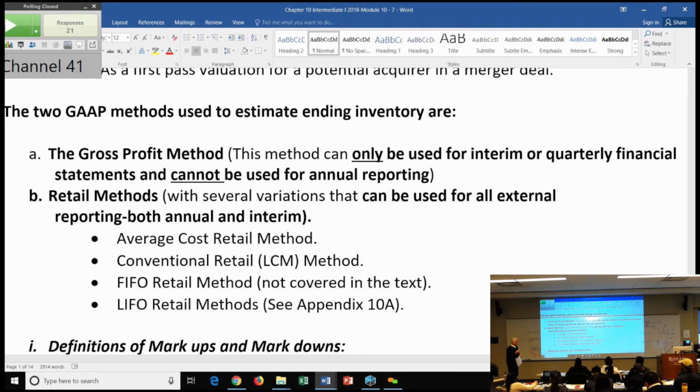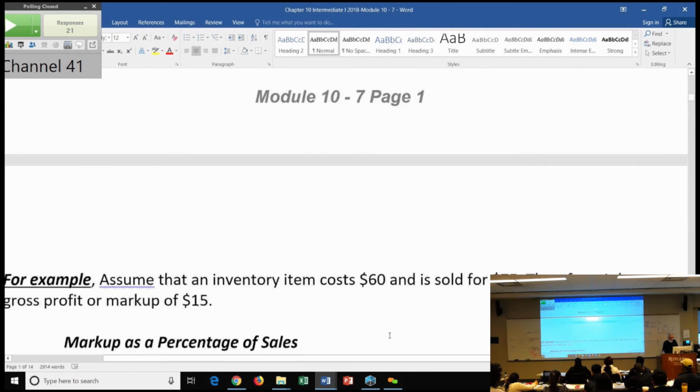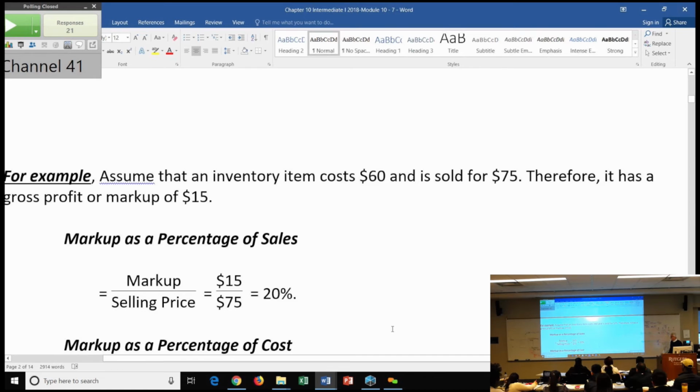So we've got dual reporting or dual recording inside the company. We've got cost and retail values. When you look at markups and markdowns, we need to define them. And for whatever reason, this is a big issue with respect to the CPA exam. You have to know whether the markup or markdown is expressed as a percentage of cost or a percentage of selling price. So let's take an example.